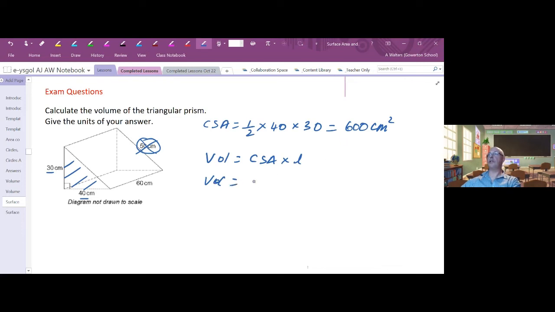Cross-sectional area just worked out to be 600. The length is the distance back, which is this, 60. And 6 6s are 36. 3 noughts on the end. Okay, and notice this question is asking for the units of your answer. So when this is marked, there will be a mark for saying centimeters cubed.